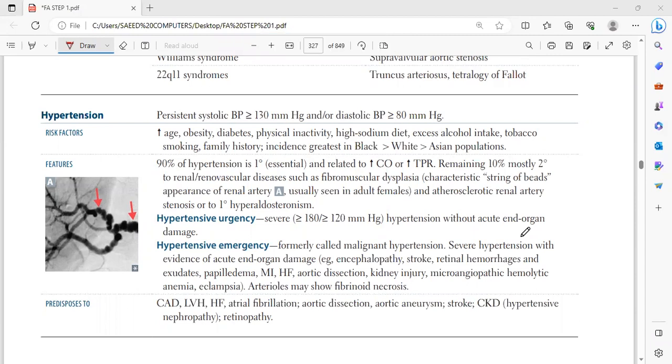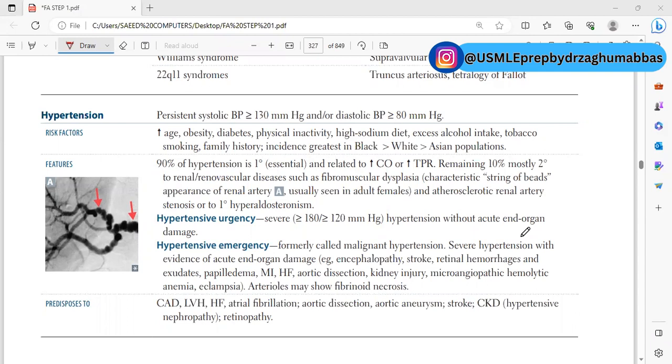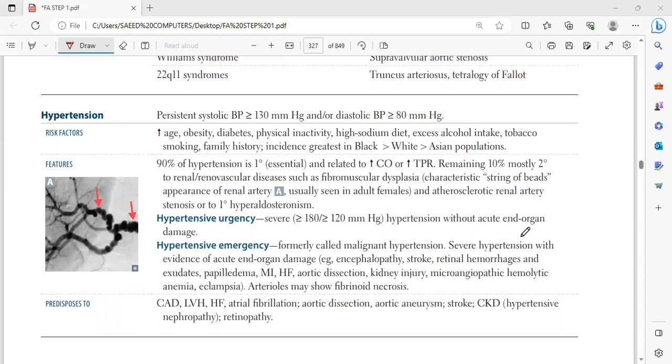A patient comes to you. You have checked the blood pressure in one setting. You will not diagnose it as hypertension. Remember this: if a patient has come and you have checked high blood pressure, it doesn't mean it is hypertension.